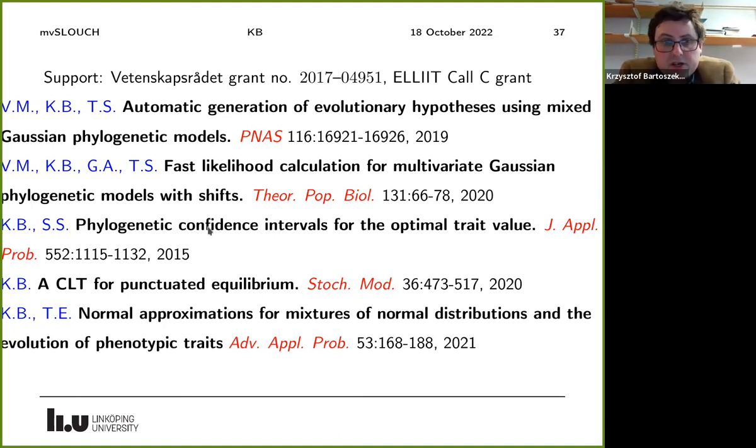So with Venelin Mitov and Tanja Stadler, we developed this fast inference package for these things, and now with Torkel Erhardsson, we've been developing these sort of central limit theorems and rates of convergence for them using Stein's method.